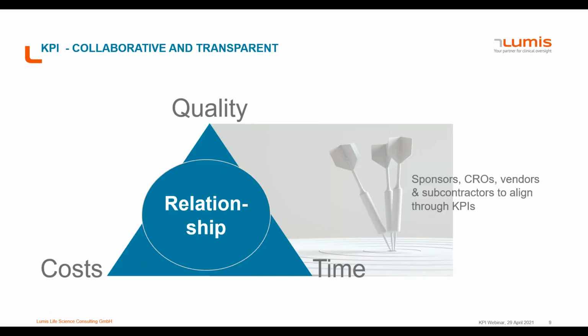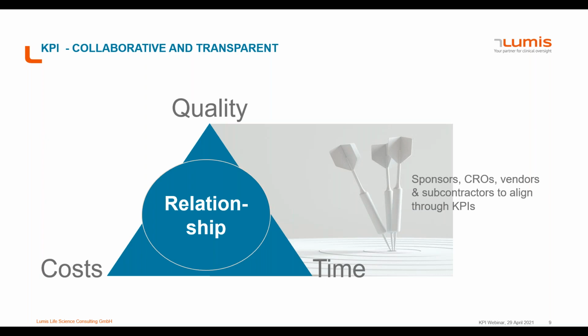So, how to develop key performance indicators? We always have our magical triangle, which says what the most important parts are, but these are the quality of our clinical trial, the costs, and the timeliness of the performance of the clinical study.